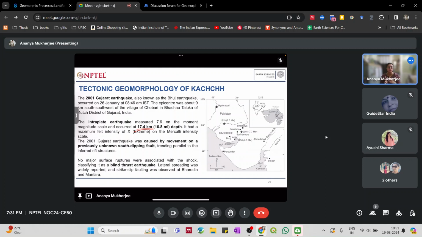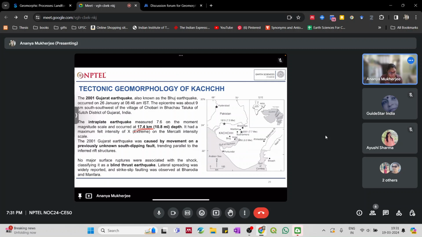When the 2001 Gujarat earthquake was studied, it was found that the cause of this earthquake was movement on a previously unknown fault, an unknown south dipping fault, which is actually trending parallel to the rift basin structures that are already present over there.